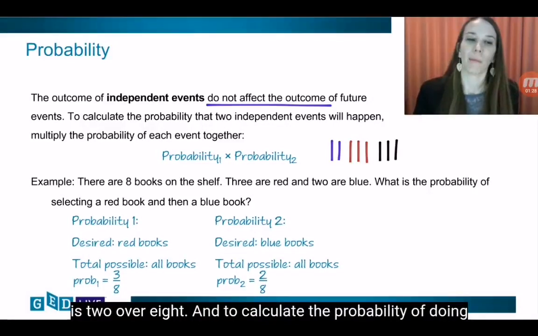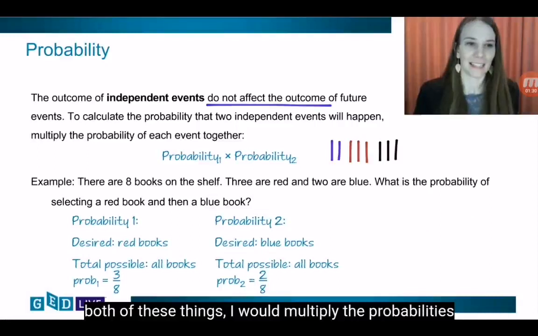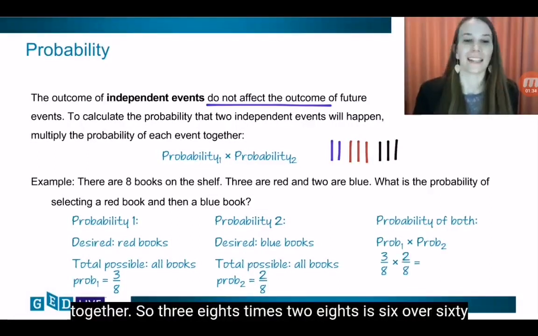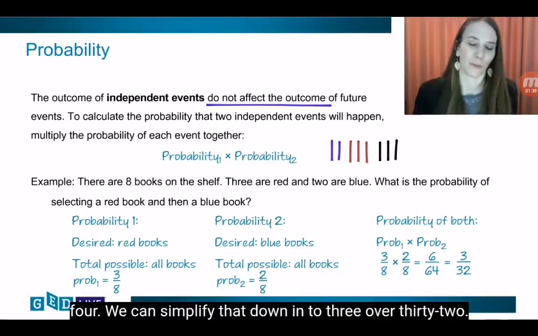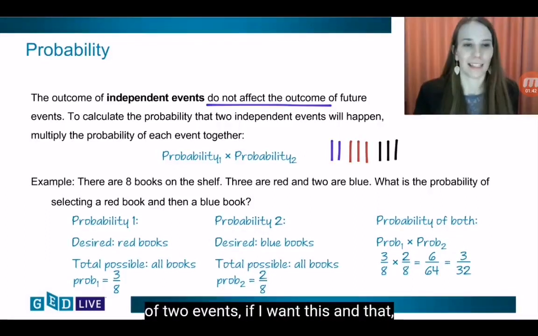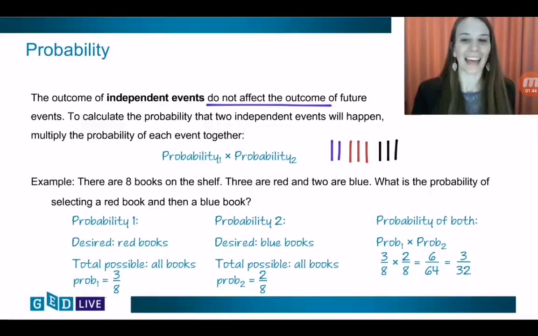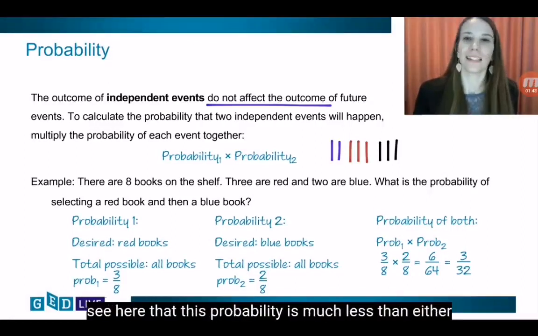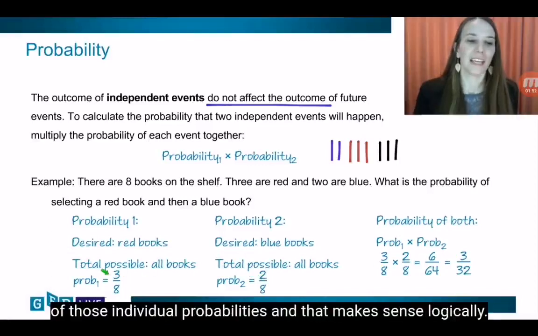And to calculate the probability of doing both of these things, I would multiply the probabilities together. So 3/8 times 2/8 is 6/64. We can simplify that down into 3/32. So when you're asked about the probability of 2 events, if I want this and that, multiply those 2 probabilities together. And you can see here that this probability is much less than either of those individual probabilities.